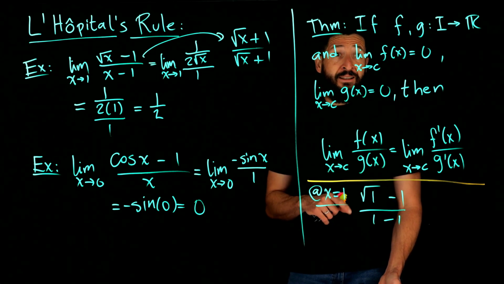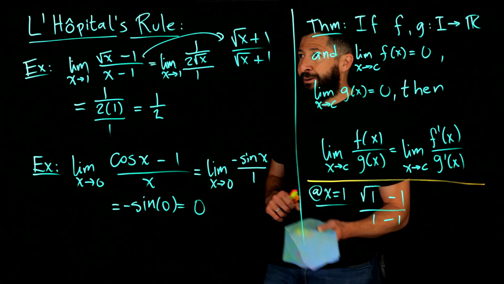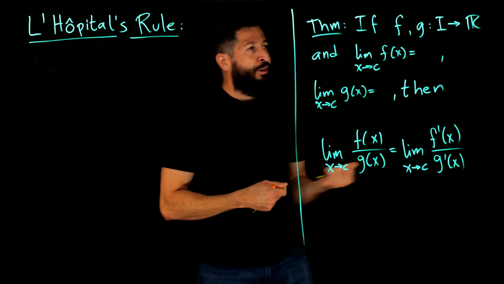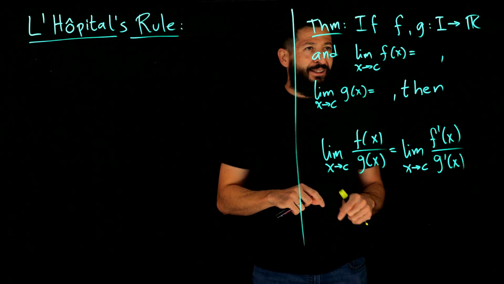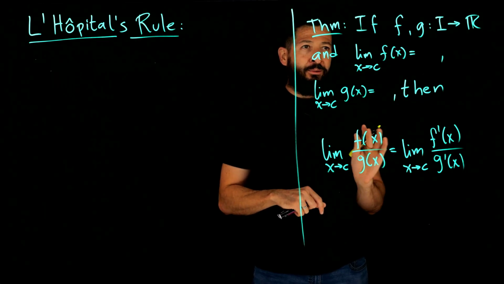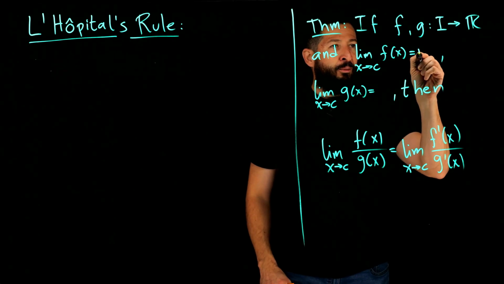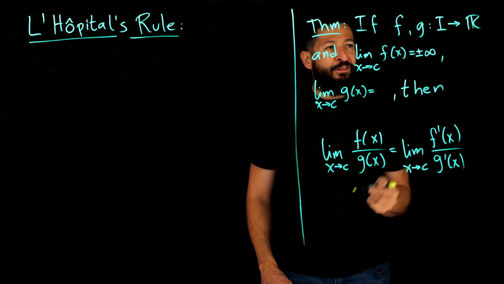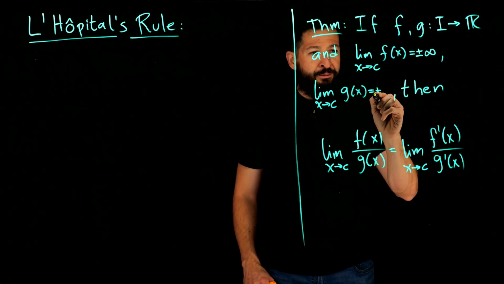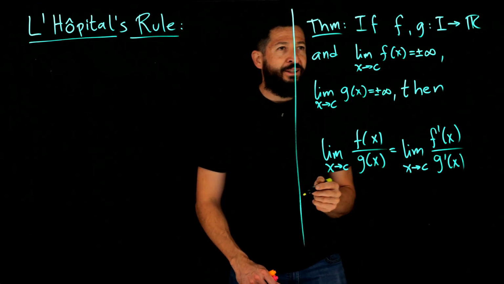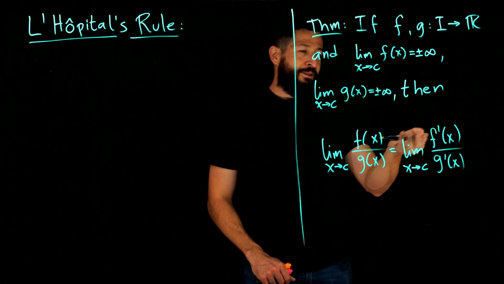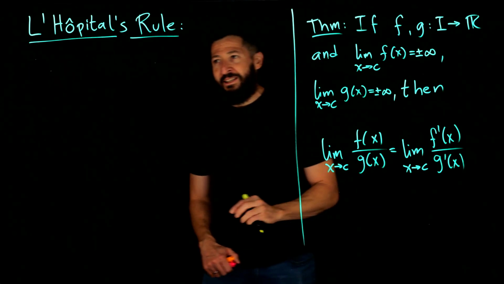So let's go ahead and look at the second version of it. All right, so the next version of L'Hopital's rule, you see I didn't erase much. I still will need the differentiability. But the limit as x goes to c, now I'm going to assume is either plus or minus infinity. And the same for this one, either plus or minus infinity. If I have that, I can apply the theorem and it works in the exact same way.